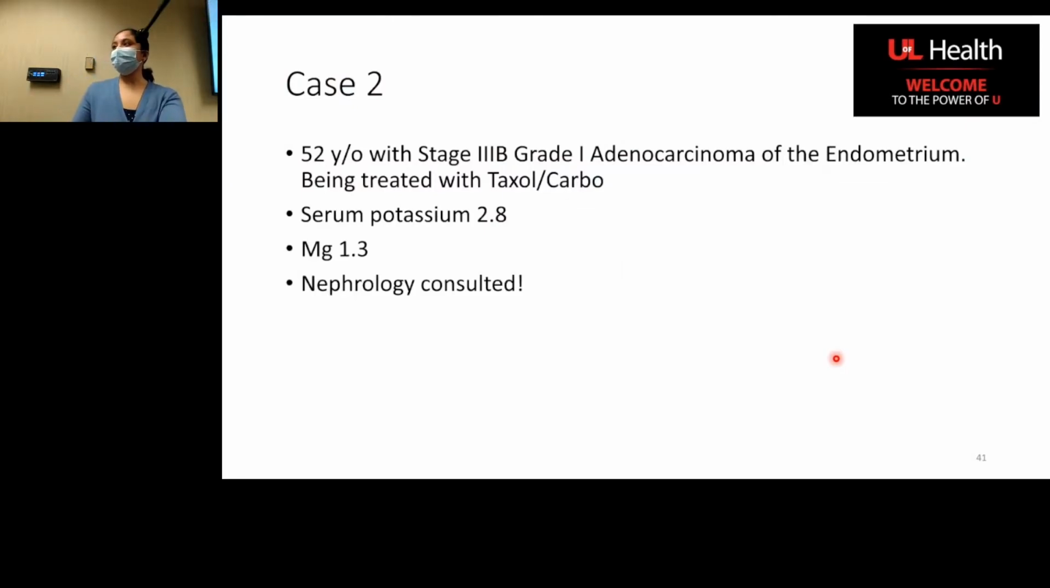Okay, so then moving on to other electrolyte abnormalities, and this case would cover both hypokalemia and hypomagnesemia. We have a 52-year-old female with endometrial carcinoma who is being treated with Taxol and carboplatin, has serum potassium of 2.8, persistently low despite aggressive repletion, and magnesium persistently below 1.5.